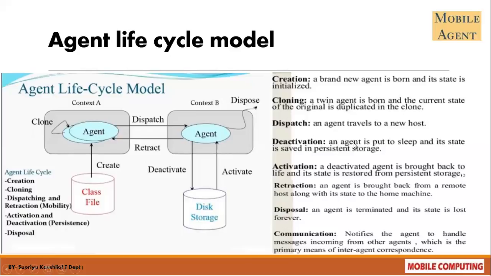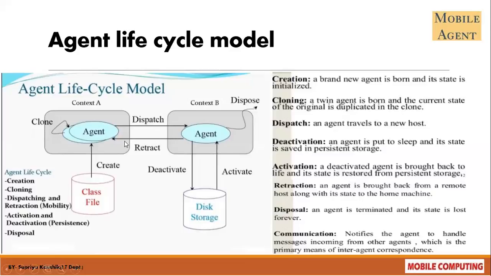Deactivation, an agent is put to sleep. The agent is put to sleep and its state is saved in persistent storage. We have saved the state of the mobile agent in the disk storage, where its current state will persist. Activation, a deactivated agent is brought back to life and its state is restored from the persistent storage. Retraction, an agent is brought back from a remote host along with its state to the home machine.